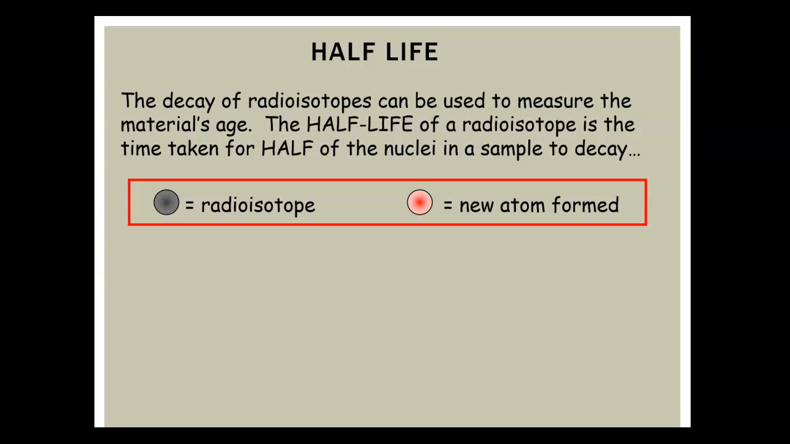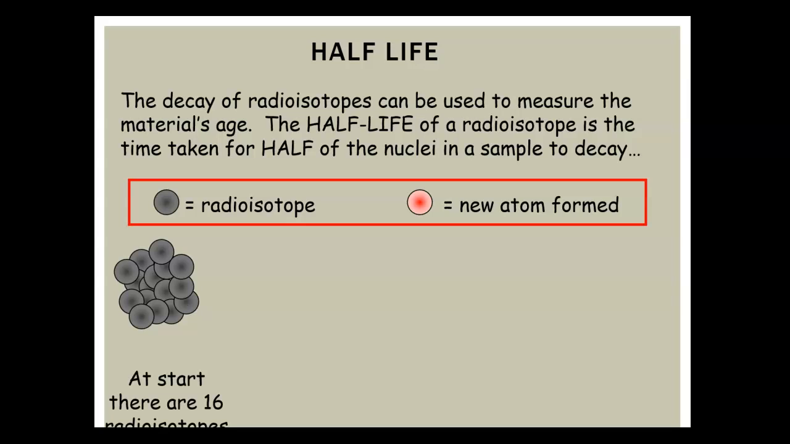So a radioactive isotope will give out radiation randomly at some point, okay? And once it's given it out, it's now a new material. And so you would have to then look at it separately from the original isotopes. So these are your original radioisotopes, they're black, and then they make these new red atoms. So initially here we've got 1, 2, 3, 4, 5, 6, 7, 8, 9, 10, 11, 12, 13, 14, 15, 16 radioactive isotopes. So at time 0 there are 16 radioactive isotopes.